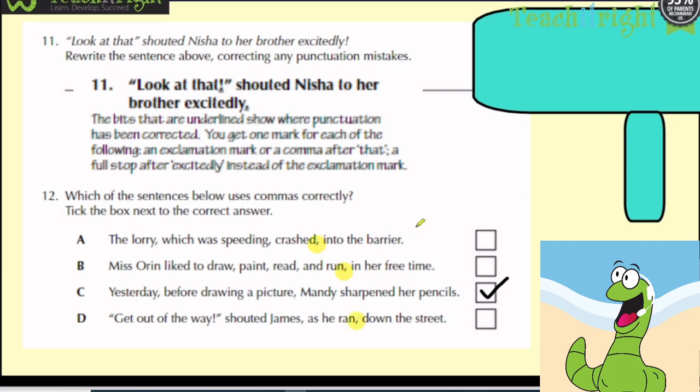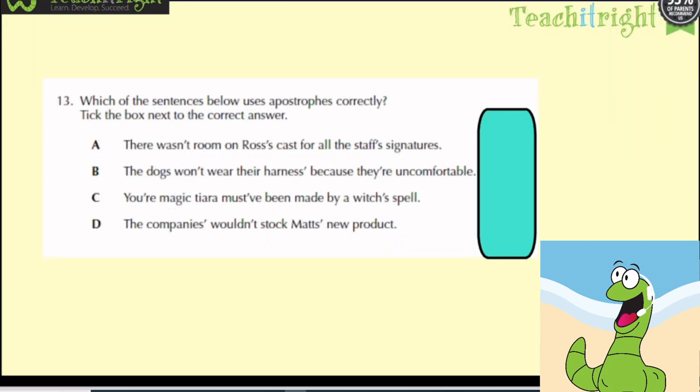"Get out of the way," shouted James as he ran down the street. So some of the commas in those other sentences were correct, but there were some that were wrong. So you have to look at them very carefully. And if it helps, read the sentence aloud or in your head to see if you can hear how it should read, how it sounds with those natural pauses.